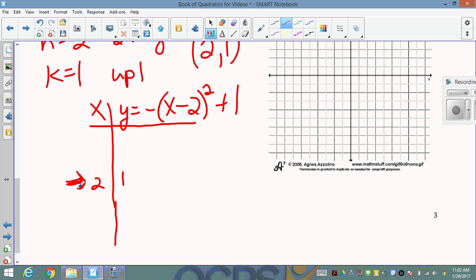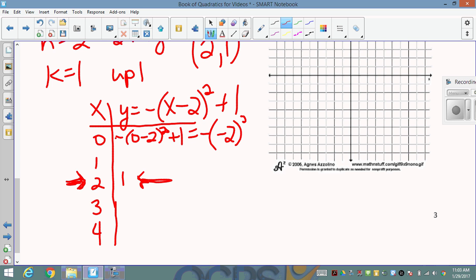Now we remember we want to do 2 on either side. So I'm going to subtract 1 again, and then add 1 again. I'm going to choose to plug in the 0 and the 1 just because they're smaller. So I'm going to have negative 0 minus 2 squared plus 1, which is negative 2 squared plus 1, which is negative 4 plus 1, which is negative 3.